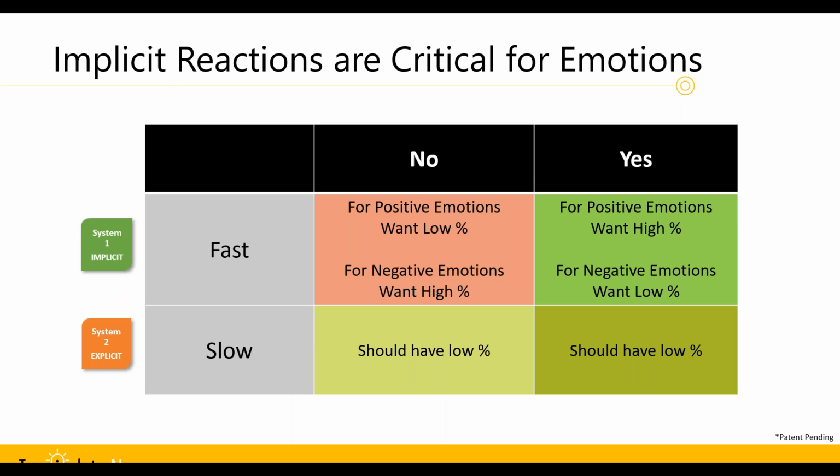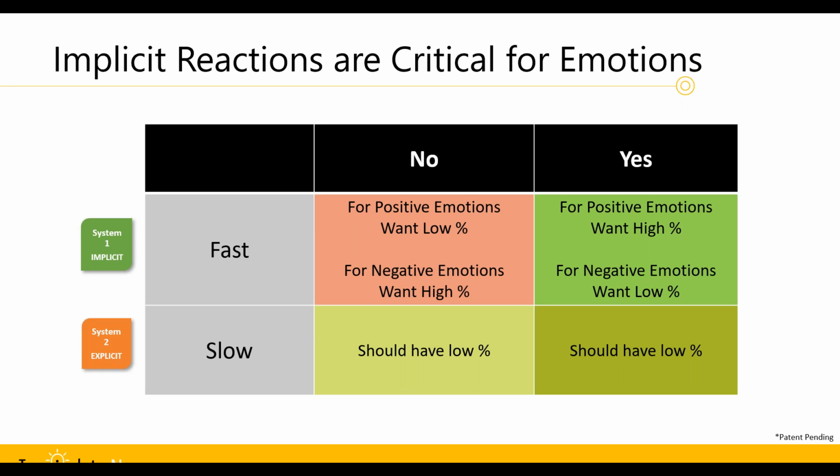However, with emotions, we're concerned about a little bit different type of information. With emotions, we really want to understand those fast responses because that's the more emotional component piece. So for a fast no, if it's a positive emotion like happy that I'm putting on there, I want a very low percentage of people saying it doesn't make me feel happy. And likewise, for a fast yes, I want a high percentage of people saying yes, that makes me feel happy if it's a positive emotion. Assuming I want people to feel happy with my product, of course.